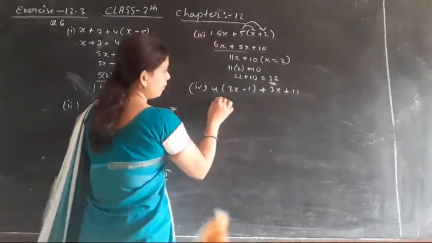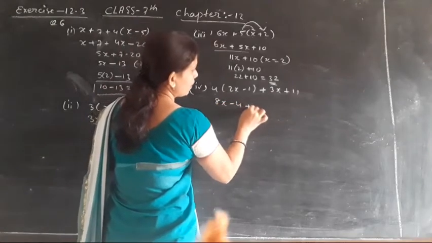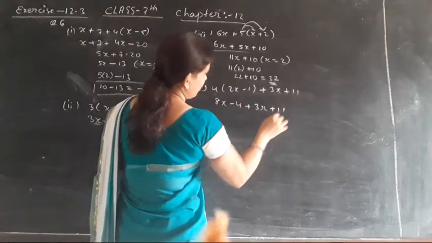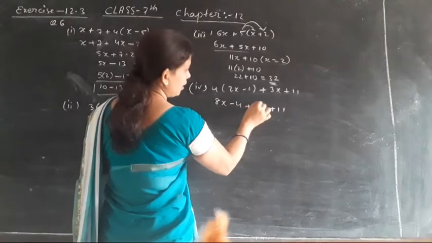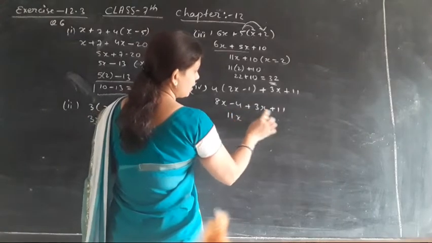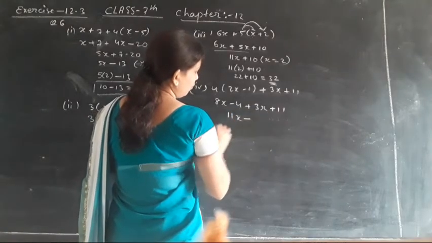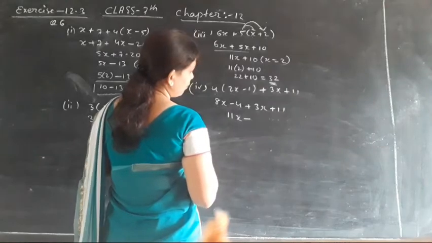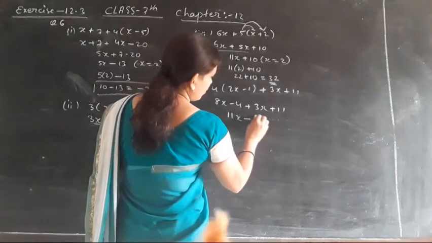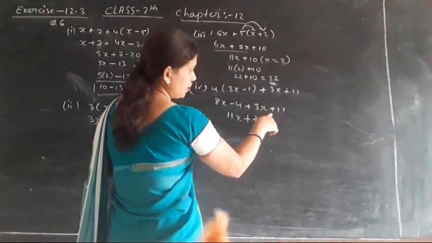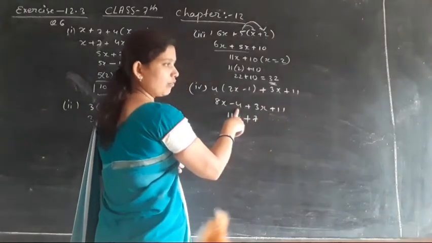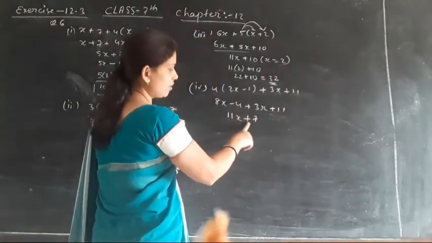So here it will become 8x minus 4 plus 3x plus 11. Okay, so here it will be 8, 9, 10, 11. 11x minus... So when 11 will get minus 4, 7 will be there, and it will be plus 7 because 11 is the greater number, and whichever number is greater, that sign comes in the answer.